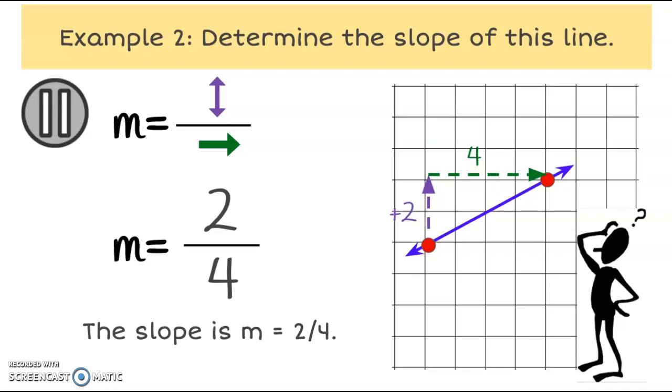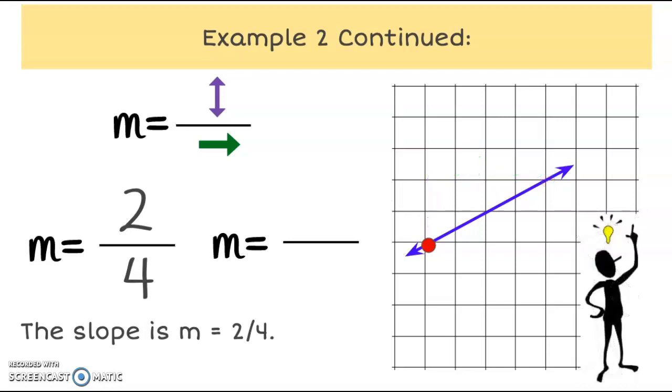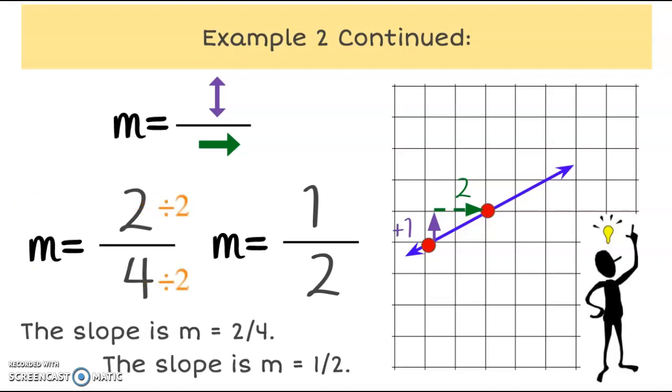What if I said there is another way to write the slope for this line? Let's see what I mean. Let's see how else we can determine the slope. Instead of using 2 points that are far away, we could choose 2 points that are close together. Then we can find the slope the same way. We count up positive 1, then count right 2. Now we see that the slope is M equals 1 over 2.